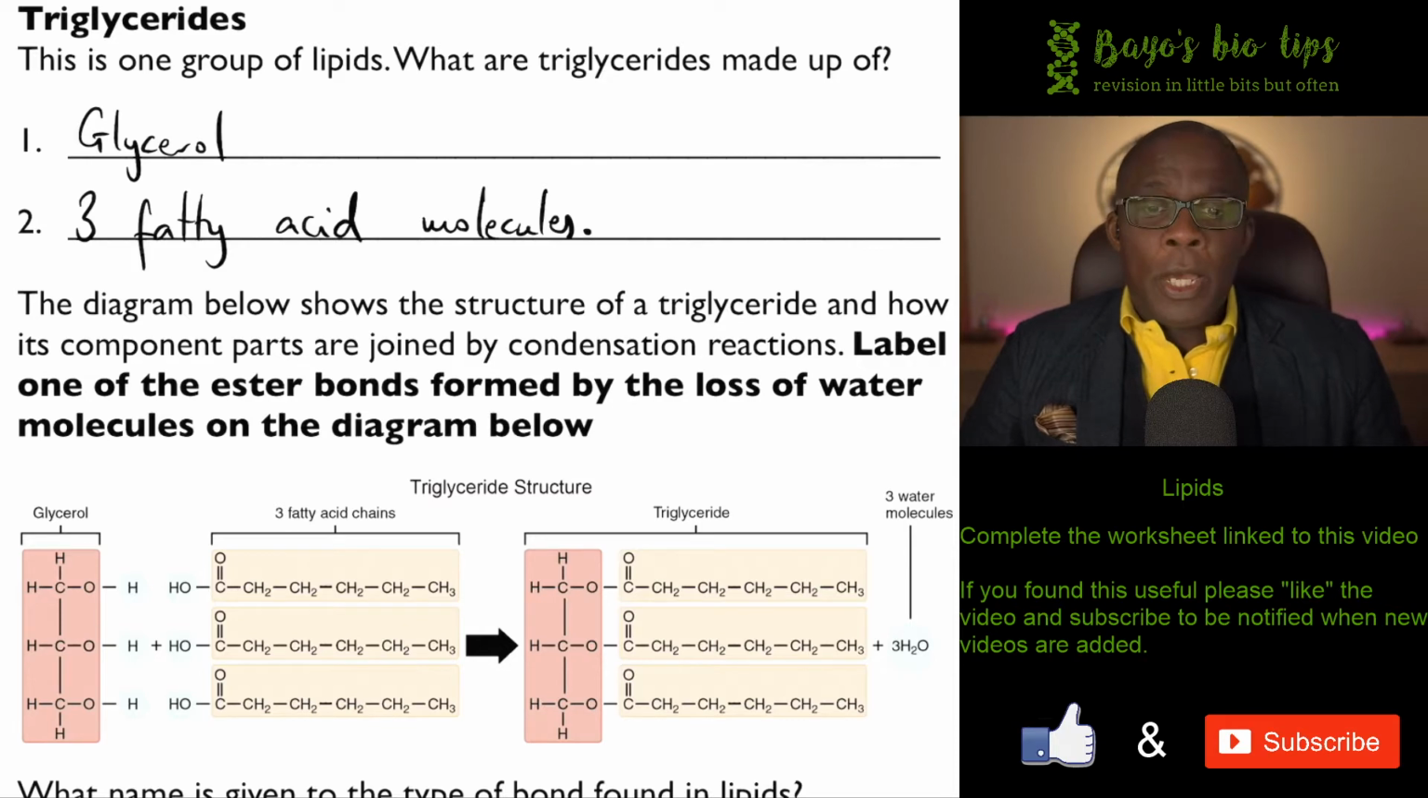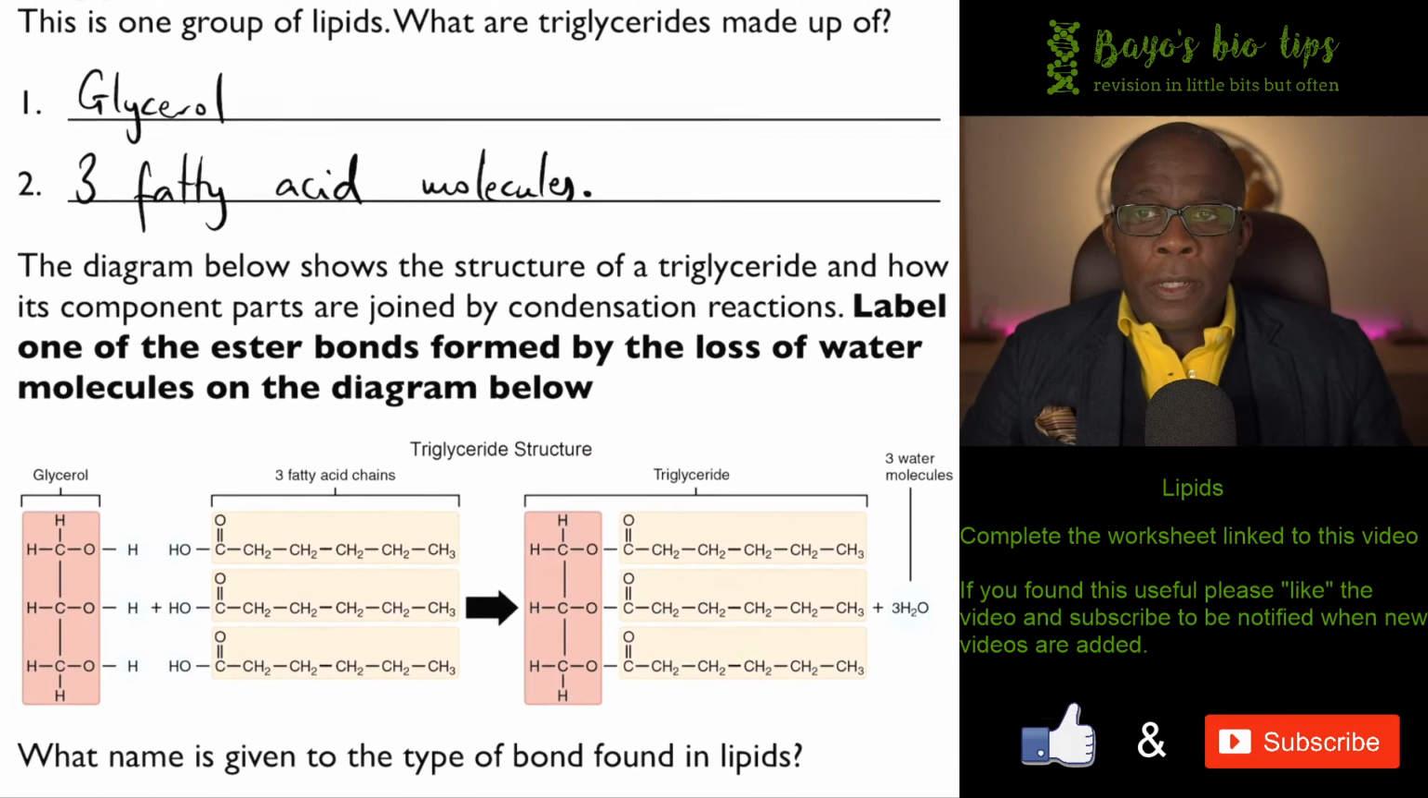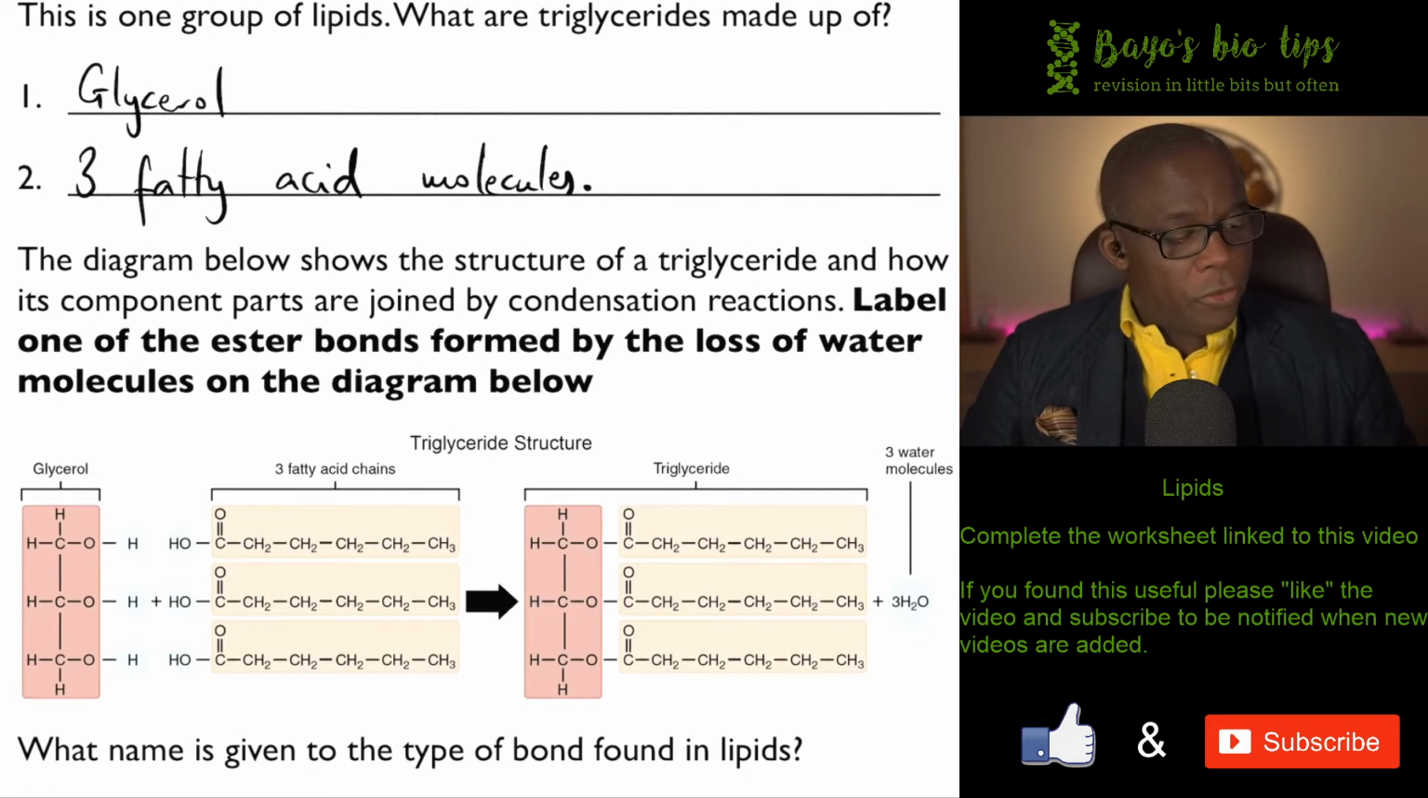Okay, so you can see there in the diagram that I've provided the structure of a triglyceride. And in that picture, you can see glycerol in pink there. So there's a glycerol molecule. And then you can see the 3 fatty acid molecules. And when they bond to each other, they form a triglyceride on the right-hand side of the arrow.